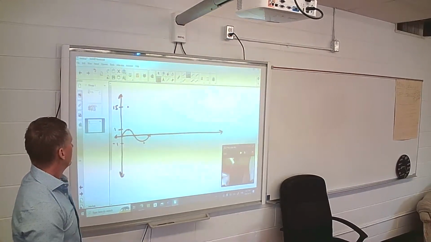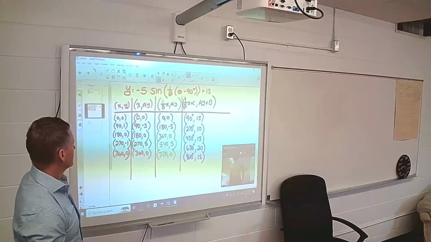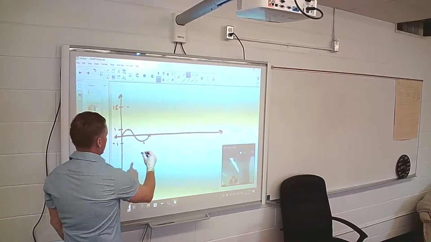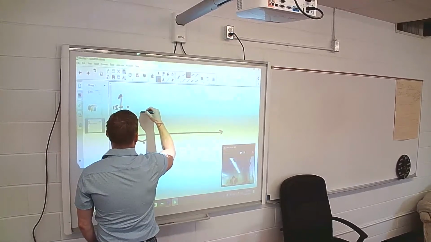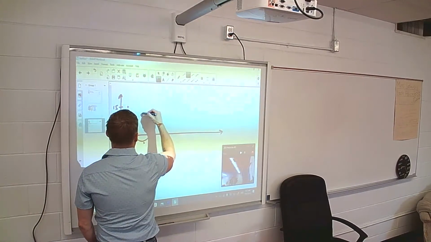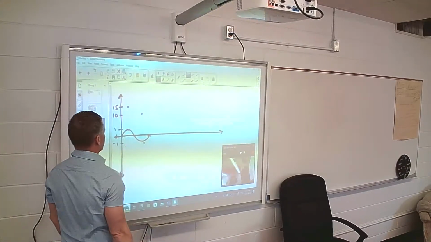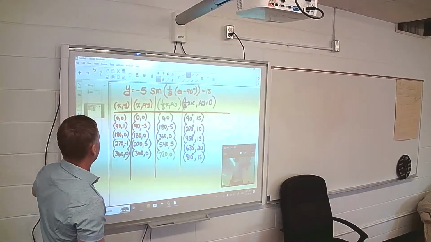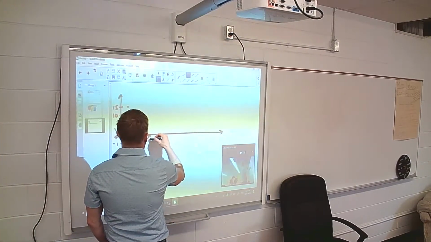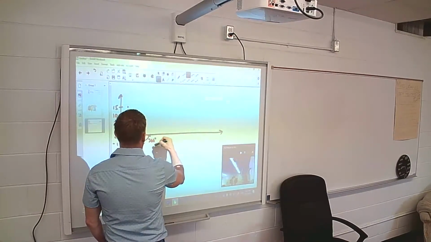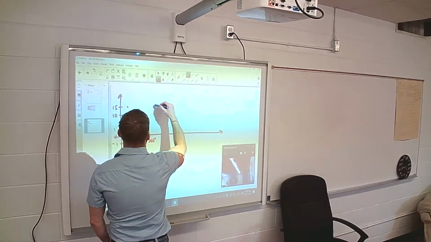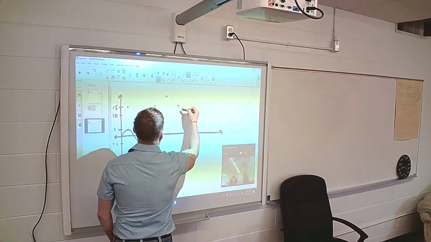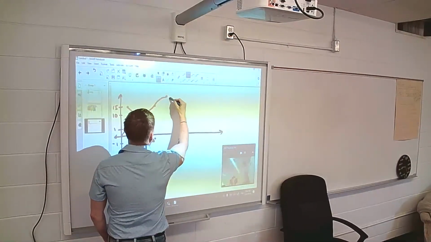Okay? The next coordinate I have is 270 and 10. So here's 270. So it should be about right here. The next coordinate I have is 450 and 15. So this is 360 right here on my new one. So 450 would be somewhere over here. And then I go up here. And then I go down here. And I got this.